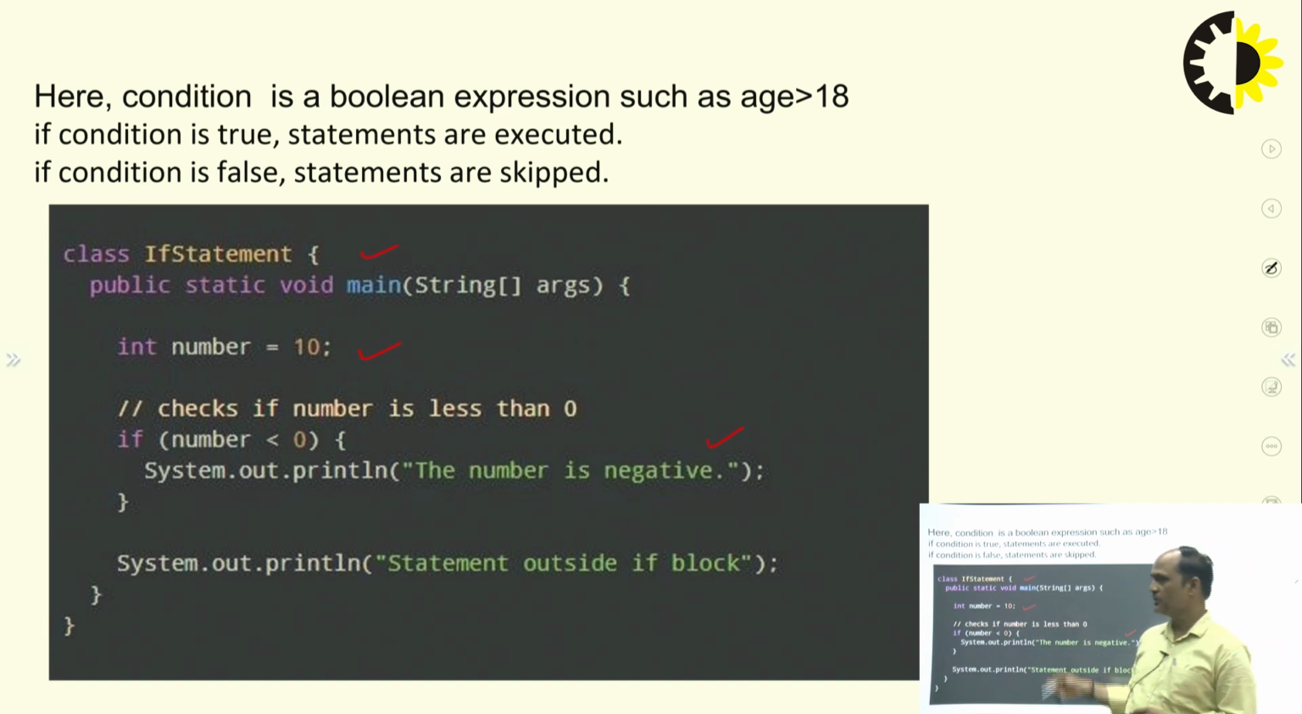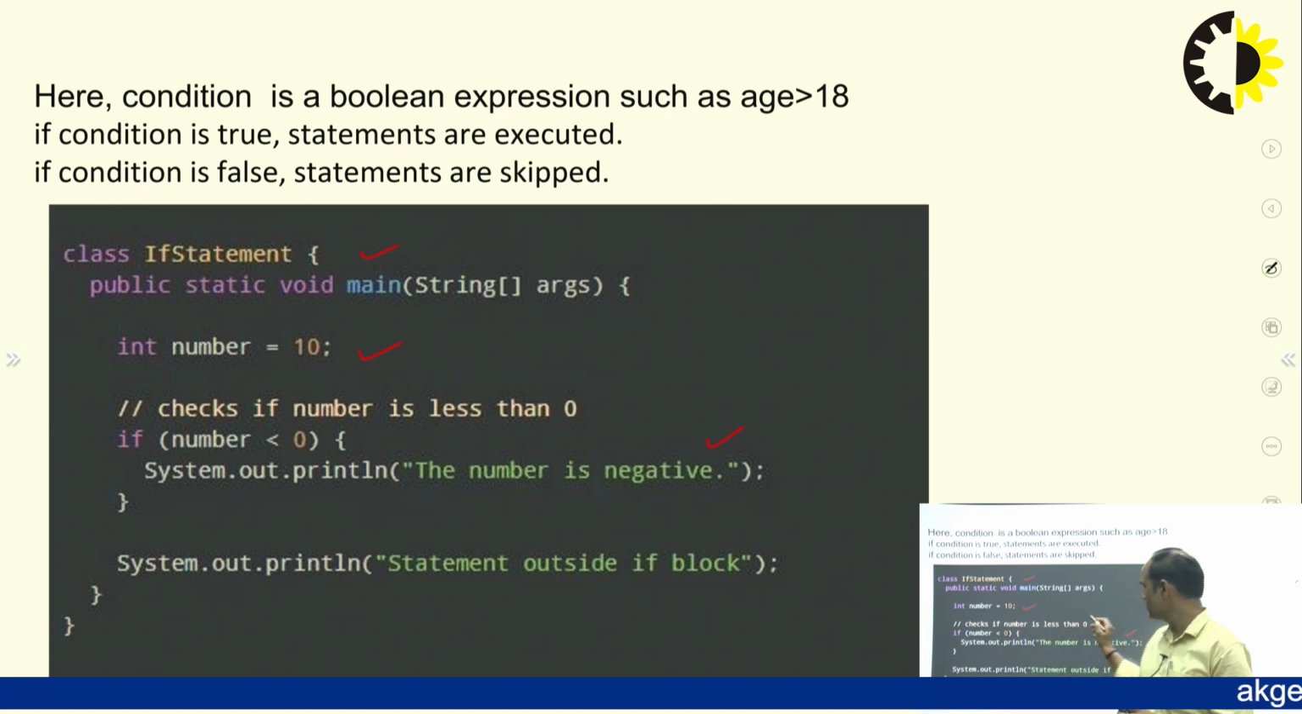What is the output of this program? In this program, we define the number 10 and check whether the number is less than 0, which would be called a negative number. Otherwise, the statement outside the if block runs. So what is the output? The number is 10, and we compare 10 is less than 0. Is it true or false? It is false. So the output is: statement outside if block.